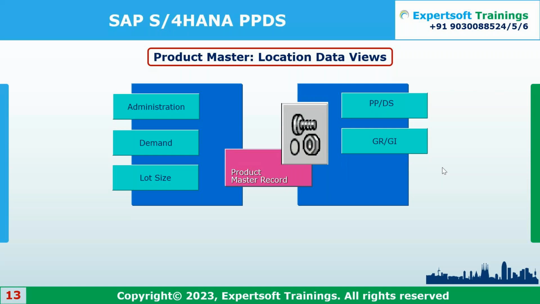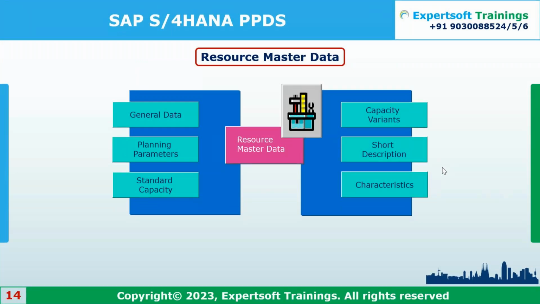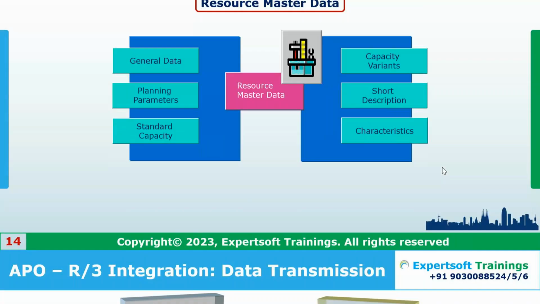So we have the administration view, demand view, PPDS view, lot size view, and GR/GI. This information will be there in the product master record. And if you take the resource master, that is the work center, we are also creating it in ECC and transferring it to APO. Here we have some data showing in our APO resource master, like general data, planning parameters, capacity and capacity variant, short description, and characteristics. This information will generally be there.